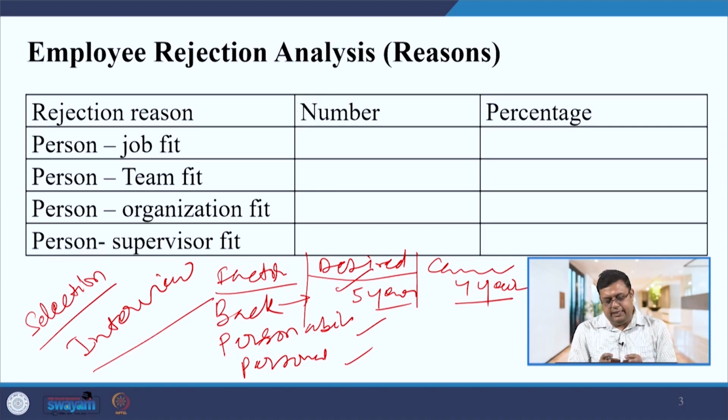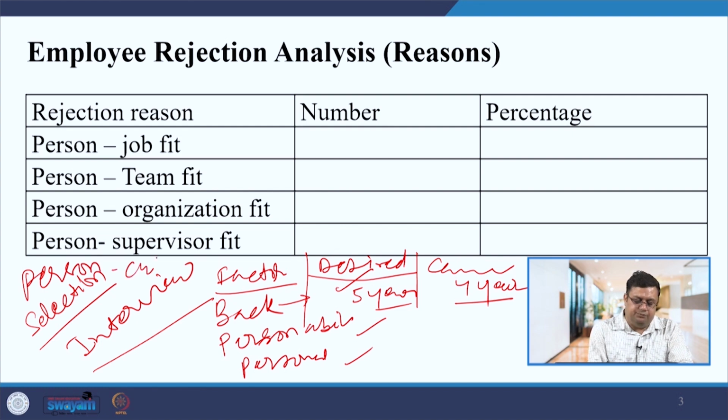If you analyze all these parameters for a candidate in most jobs, you will find these parameters are related either to person-job fit, person-team fit, person-organization fit, person-supervisor fit, and one more fit that we can add, person-culture fit. So these are the areas that we can see.